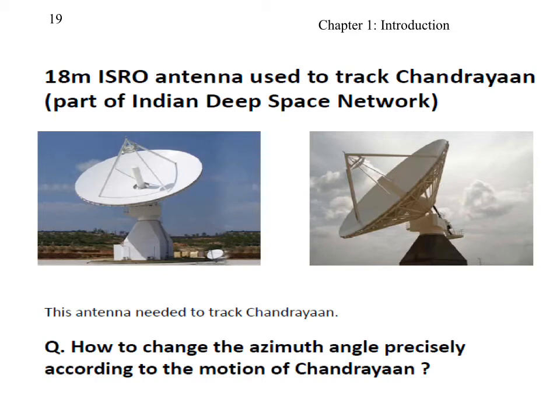Now here we have the ISRO antenna which is used to track the Chandrayaan. That is part of the Indian Deep Space Network. This antenna is actually used to track Chandrayaan, and how it is actually being done, that we have to see. So our objective in this case is that the azimuth angle changes precisely according to the motion of the Chandrayaan. So we have to see how it can be done.